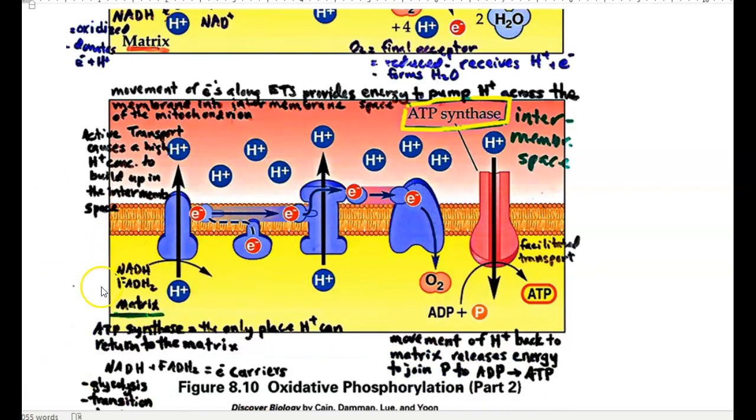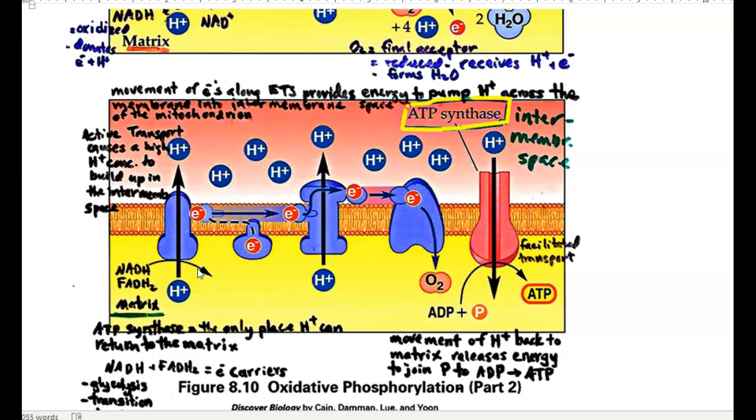So let's start right here. NADH, FADH2, electron carriers. NADH is made in glycolysis, transition step, and in the Krebs cycle. FADH2 is made in the Krebs cycle. So these are all electron carriers. Right? They are in the matrix. Right here. Look right here. Follow them.